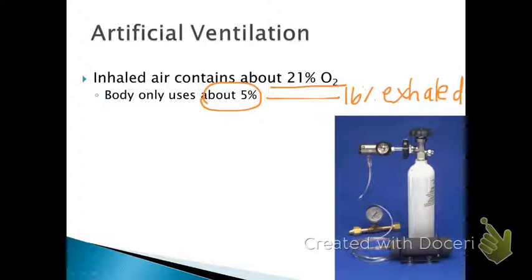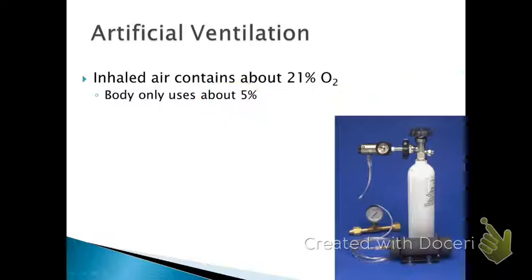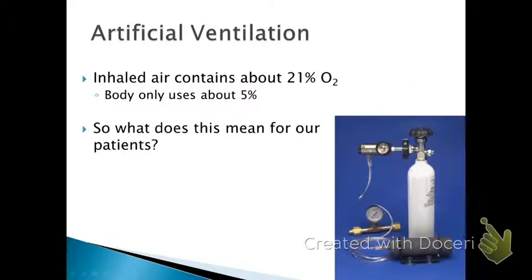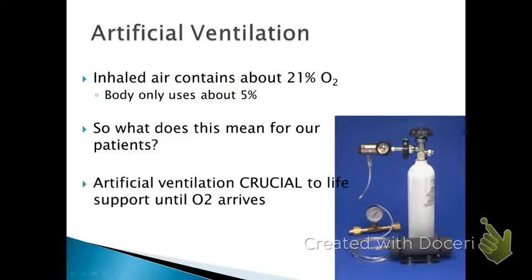Since the air you breathe into a patient contains more than enough oxygen to keep him or her alive, what we can say is that artificial ventilation is more than sufficient to sustain a patient's life, okay? And so again, what does this mean for our patients? We're breathing in 21%, the body only uses 5%, and it exhales the 16%. What this means for our patient really is that artificial ventilation is crucial to life support until O2 arrives. What that means is that you breathing for your patient will do more for your patient than not breathing.